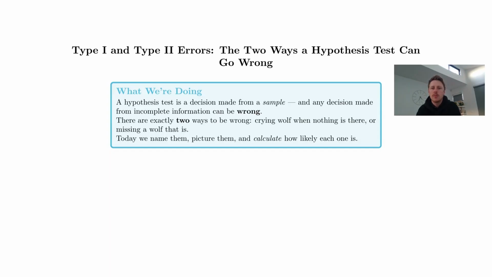All right, so we're going to look at type 1 and type 2 errors in null hypothesis significance testing. So the ways that it can go wrong.